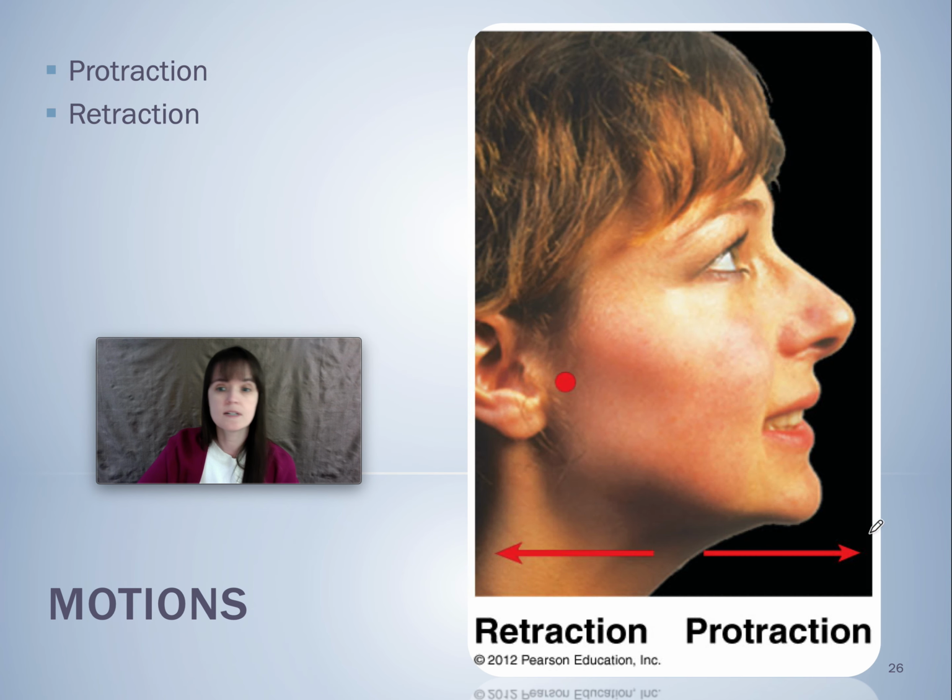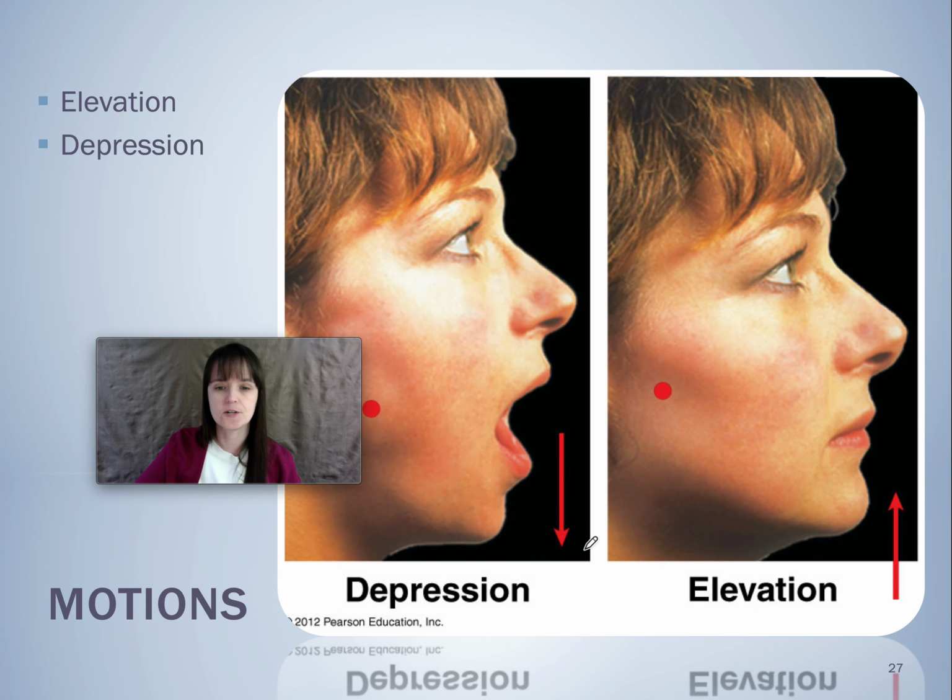All right, and then these next ones are at the jaw. Protraction is when you stick your jaw out, and then retraction is when you pull it back in, or like shoulder, protraction, retraction. Technically it's at the jaw, but it's hard to show, so we'll show it on the shoulder.